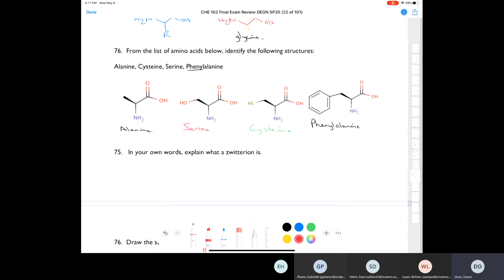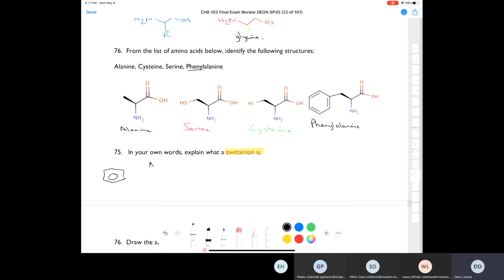Hey, could anybody explain to me in their own words, and it doesn't have to be beautiful, what a Zwitterion is? A Zwitterion? Again, doesn't have to be fancy. Is it a molecule that has a neutral charge? Has a neutral charge, but what else does it have? Because if I have benzene, that's a neutral molecule, but it has no charge, right?